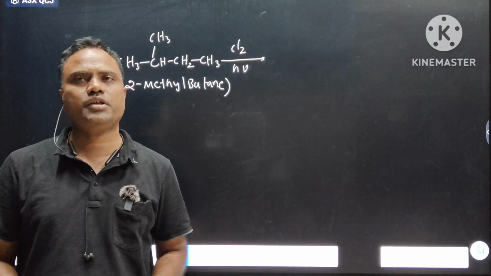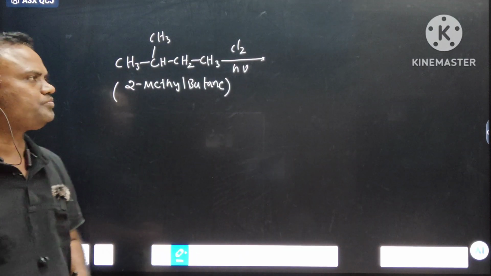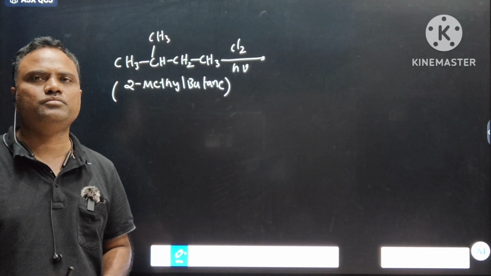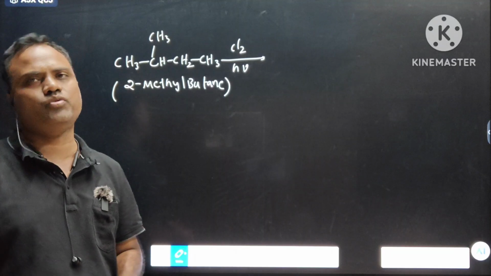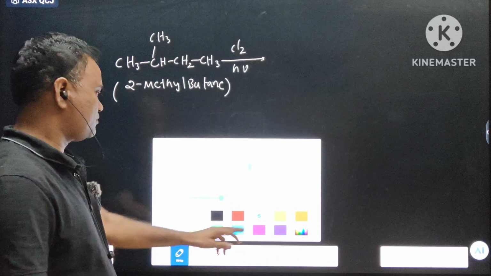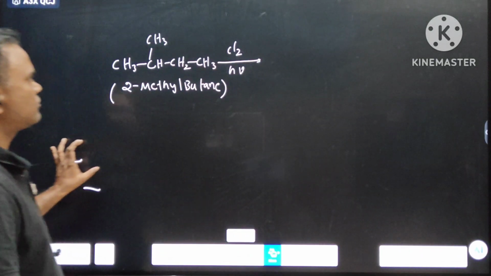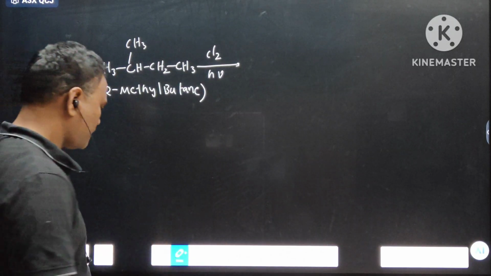The optical concept is also there. How many different alkyl halides are produced? 4, right. 4 is the answer.